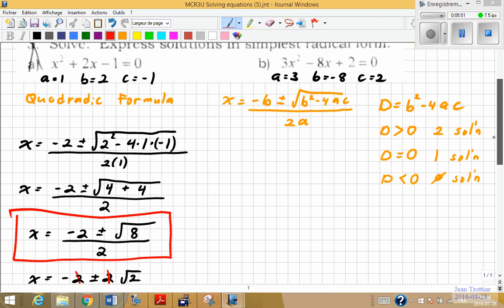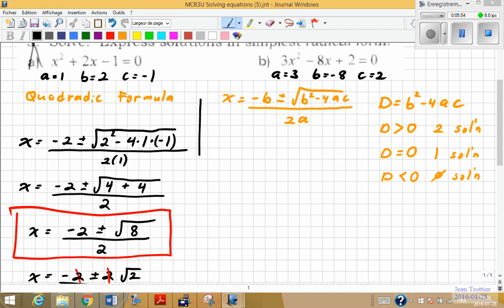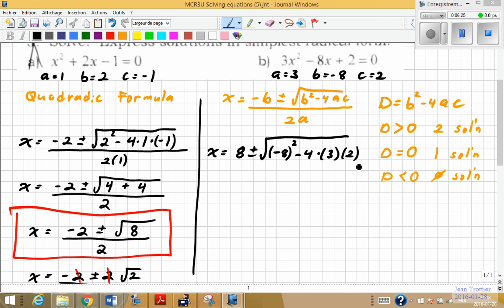Okay, so the second one, we'll do the same thing. So we have x equals, so value of b is minus 8, so minus negative 8 becomes plus 8. So plus or minus the root. So we have minus 8 squared minus 4 times 3 times 2, all that divided by 2a, which is 2 times 3.